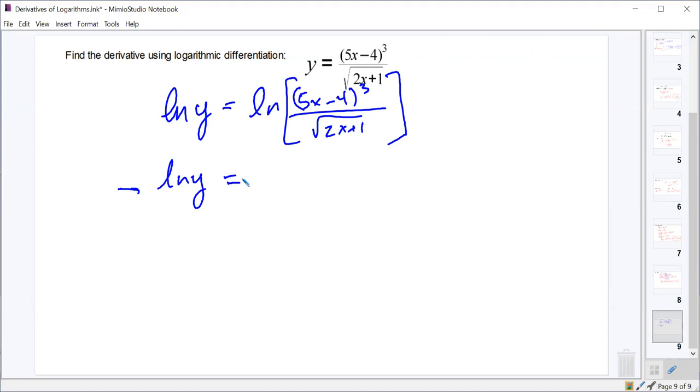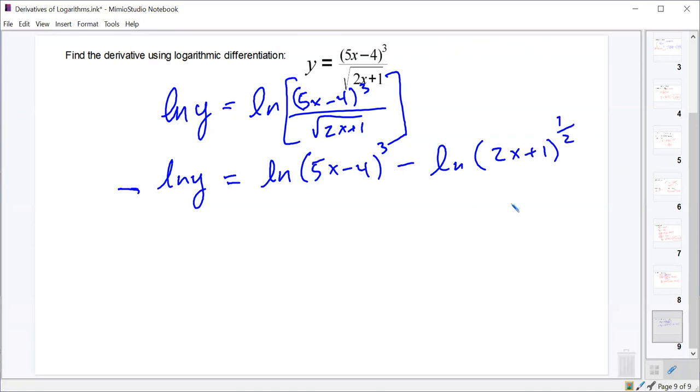Mm-hmm. Okay, so then we're going to separate this logarithm out as much as we can. How about like this? Everybody agree that we could do that? Yes. Okay. And then what can we do with the exponents? Multiply them up front, or in front of the natural log. Exactly.